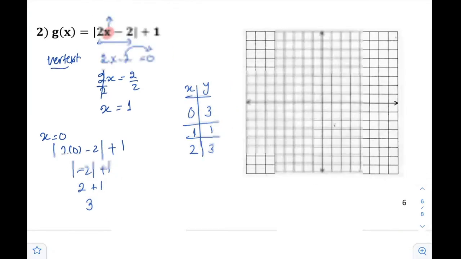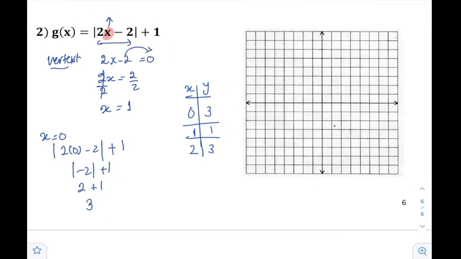And now let's plot the points. 0, 3 is here, on the y-axis, 1 and 1, and 2, 3.